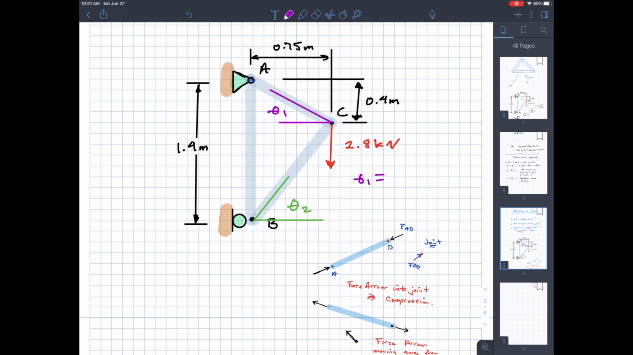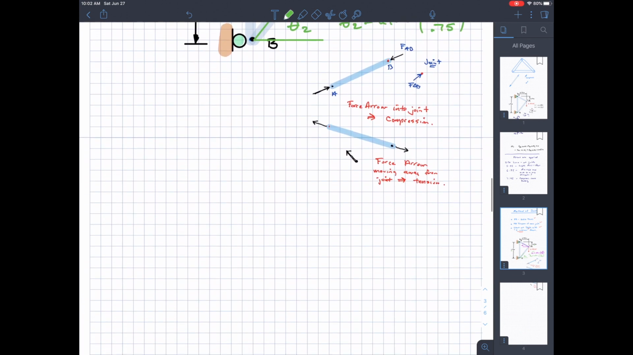I could get theta 1, change that back to purple. Theta 1 is known to me because I can do an arc tangent of rise over run. This has a rise of 0.4 and a run of 0.75. Similarly, I can get theta 2. It's an arc tangent, rise over run. The rise is 0.4 minus 1.4, so it's a rise of 1 for a run of 0.75. So at this point, I know the angles theta 1 and theta 2.